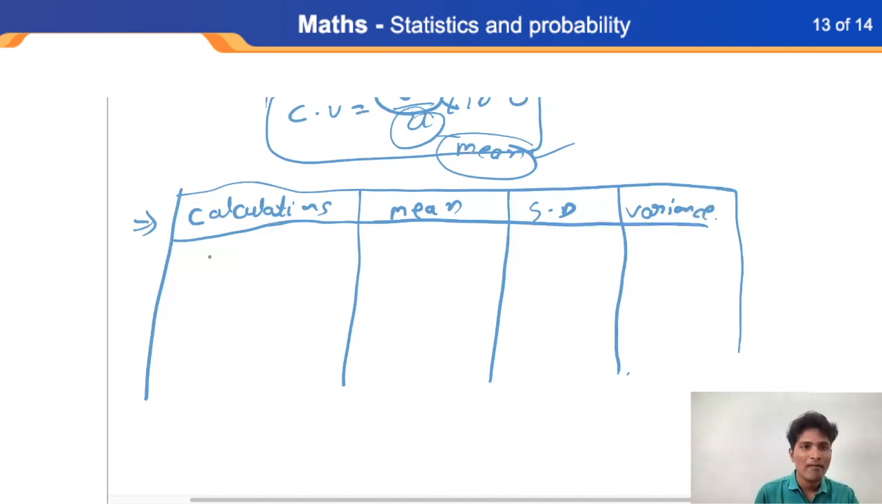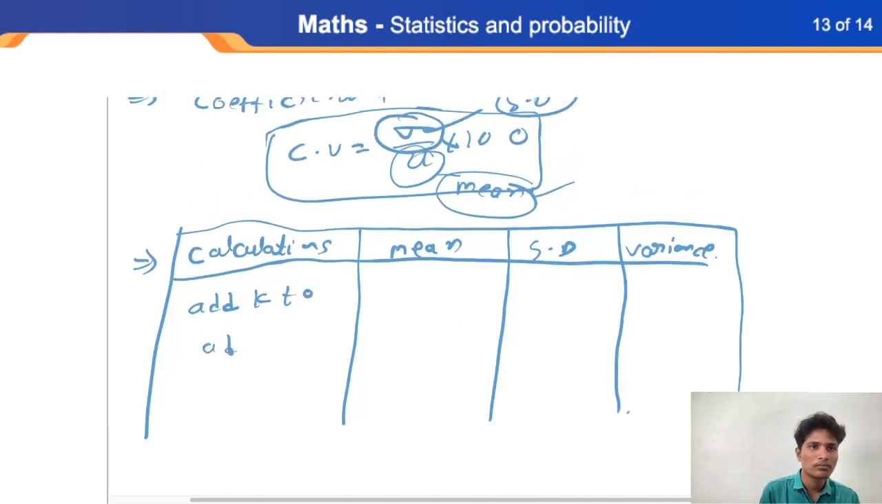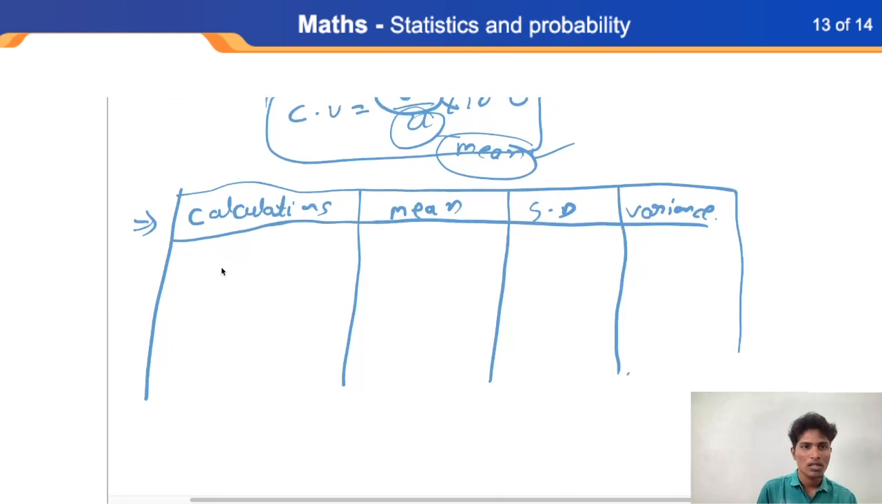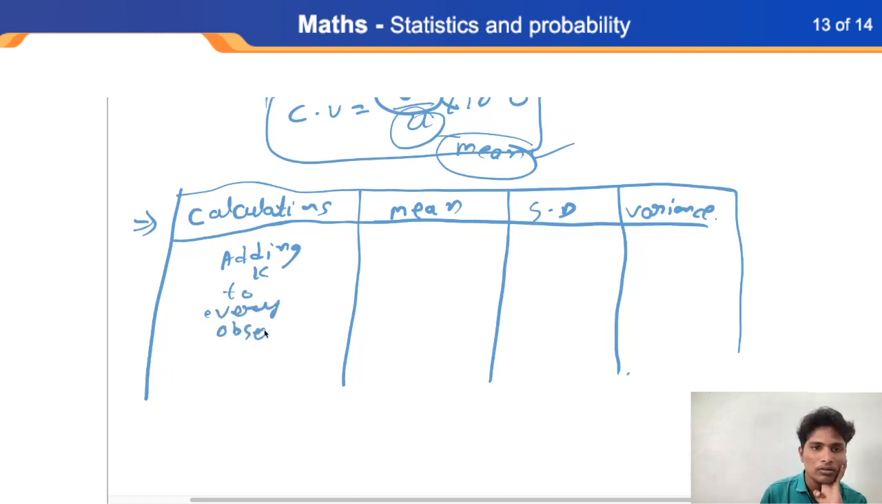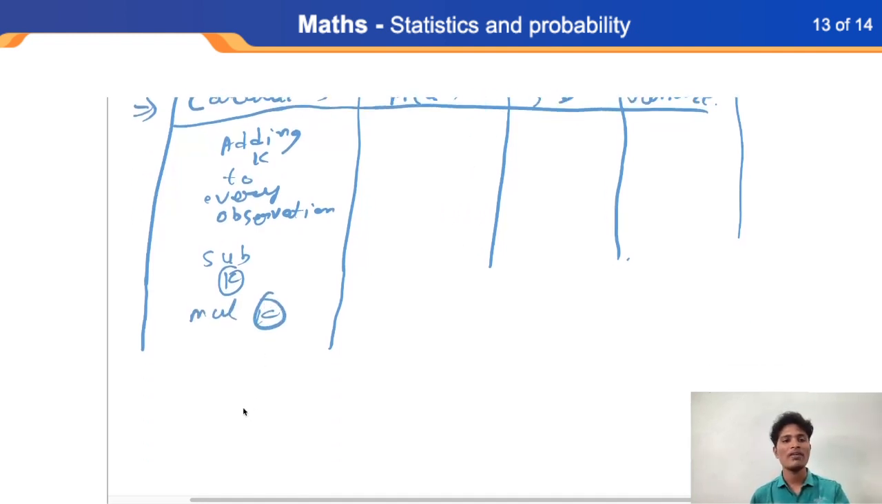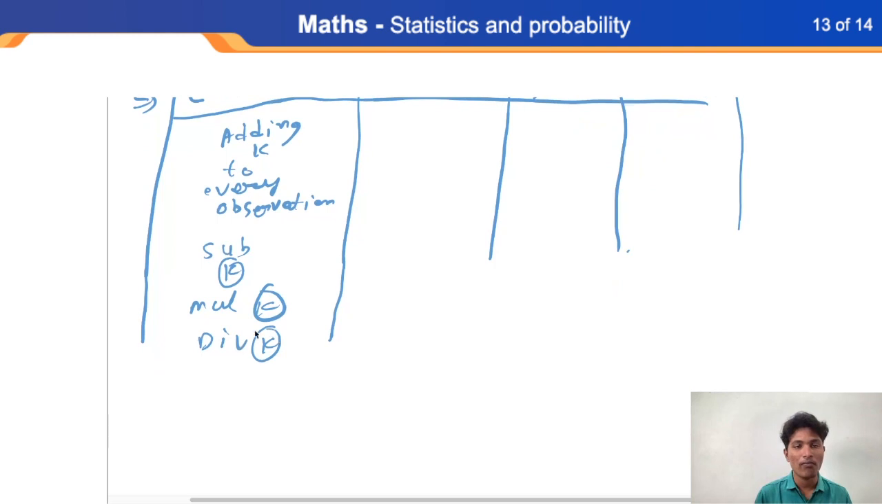The first thing is when we add k to every observation, when we subtract k, what if I multiply by k, and what if I divide by k. What is the meaning of this?